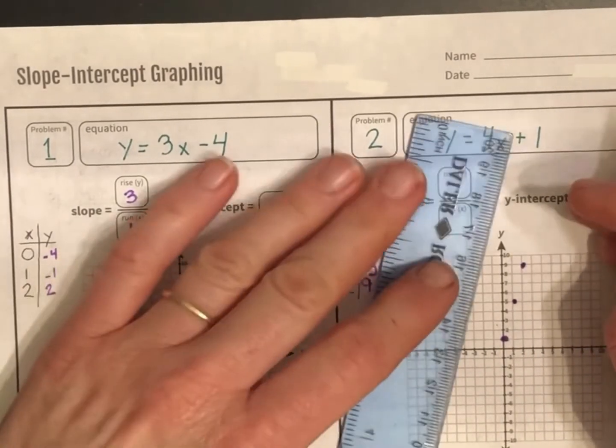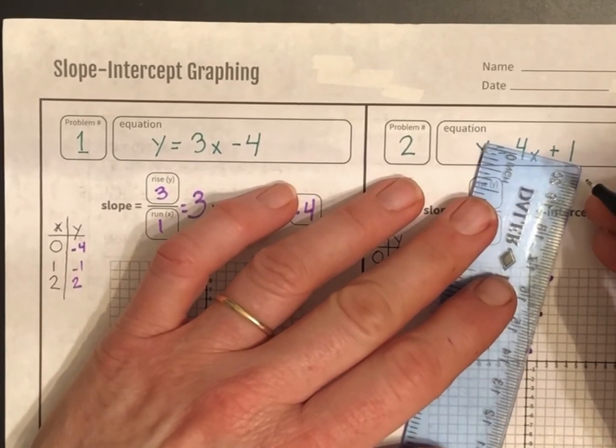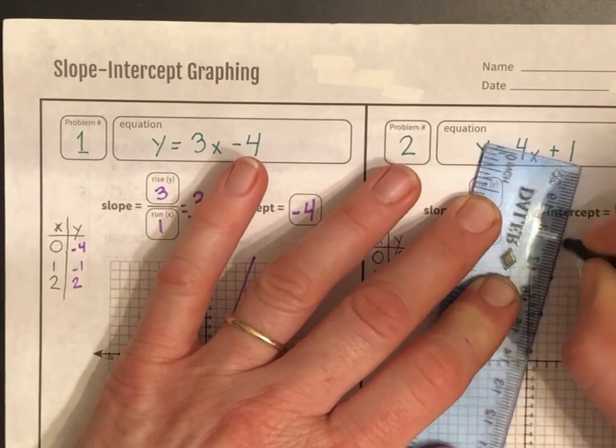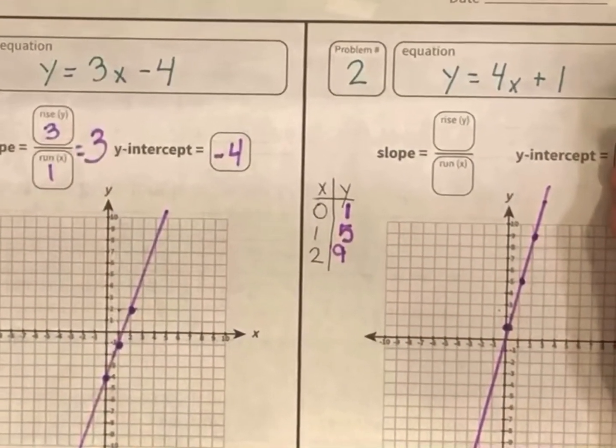Get your straight edge and draw your line. As always, go from one edge of the graph all the way through to the other edge of the graph, just like that.